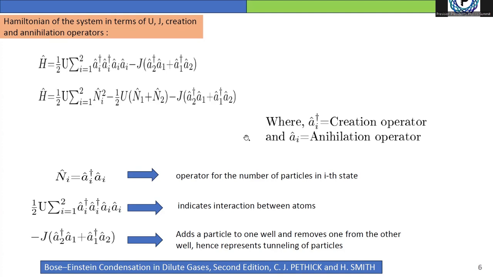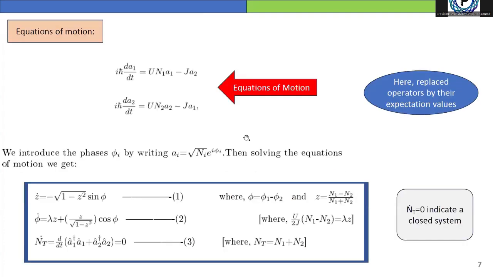Next, we know that if we have a Hamiltonian, we can use the Heisenberg equation of motion to calculate the equation of motion for the system. So here we have calculated the equation of motion. Now here I want to say that we have replaced the operators by their expectation values. The reason behind this is that we have considered too many particles. So in this case, we can treat our operators like classical objects. Hence, we have replaced the operators by their expectation values. Now, we introduce a phase factor to solve this equation and get this term, where Z is the particle number difference (n1 minus n2) by (n1 plus n2) between the two wells, phi is the phase difference phi1 minus phi2 of particles between the two wells, and nt is the total number of particles of the system.